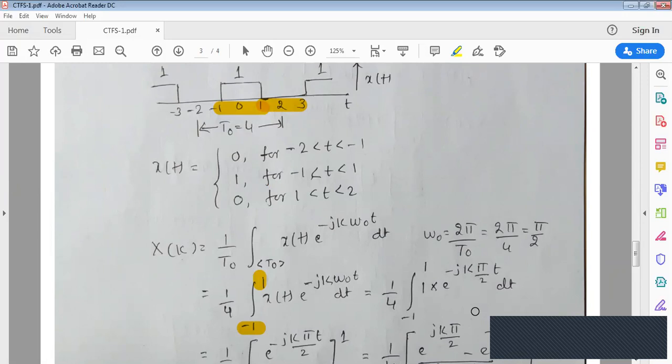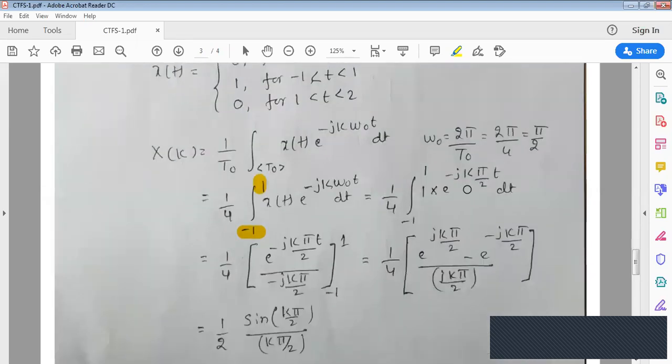Any doubt? No, sir. Okay, so you are writing the x of t and putting it in the equation. That's all for one complete period. That you have to understand. Once I integrate this one, the integral of e power minus jx is e power minus jx divided by minus jx. That's what I have written: minus j k pi by 2 into t, divided by minus j k pi by 2, from -1 to +1. So put the limit. What happens? Here it is minus. E power minus jk pi by 2 minus e power plus jk pi by 2 it will become.